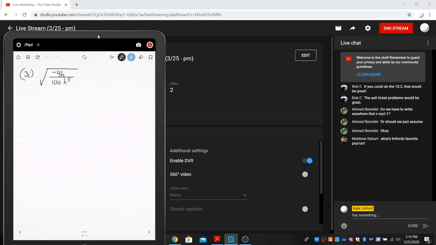let's try a couple practice problems from the homework. I had a student email me asking if we could go over these problems, and then I'll get into your 10.2 problems, okay?